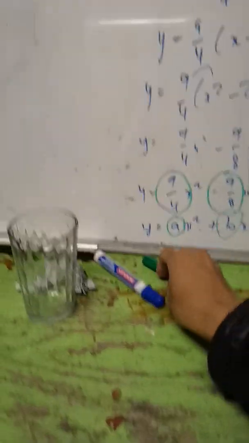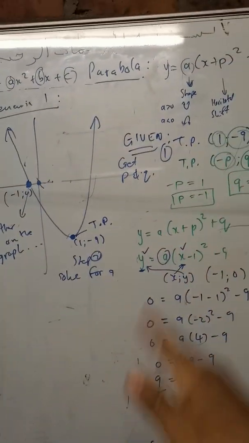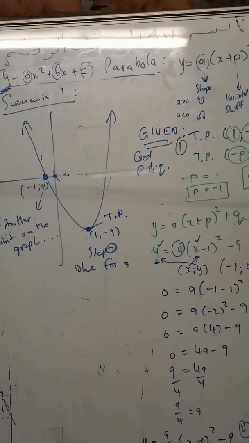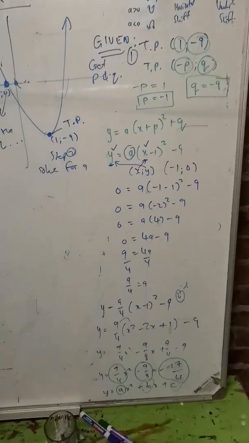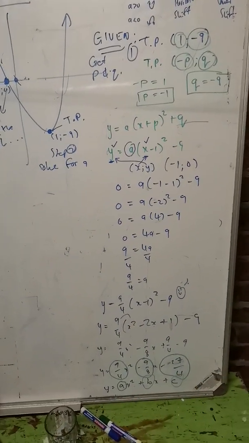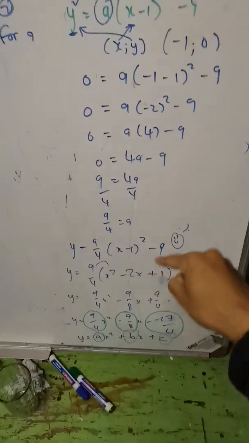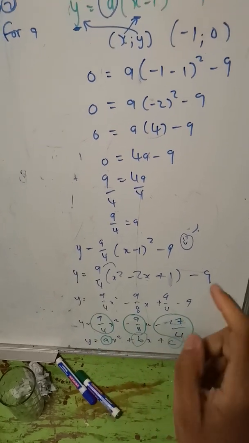So just remember, if what we have is a turning point and any other point on the graph, you can use this method to get the equation of the graph, and you have to convert from that form to the standard form as well, where we want to get what a, b, and c are in the standard form.